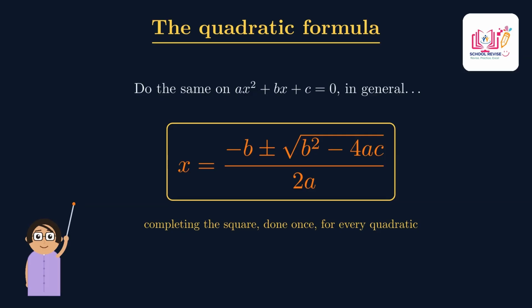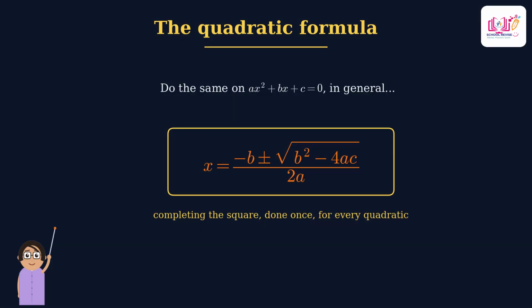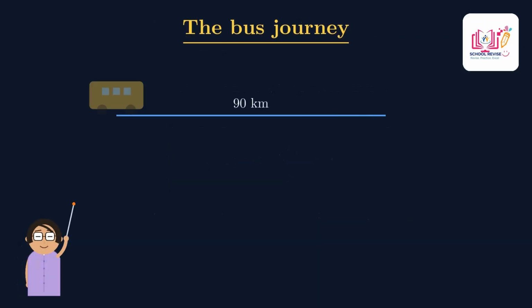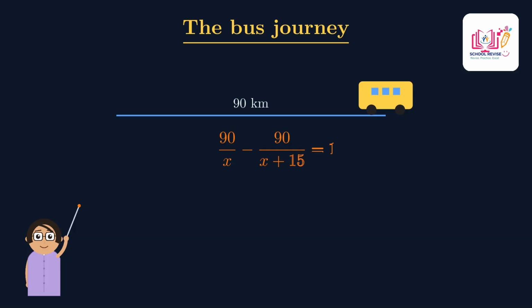This is it. x equals minus b, plus or minus the square root of b squared minus 4ac, all over 2a. Learn the shape of it, and no quadratic can hide from you. Let's put it to work. A bus covers 90 kilometers. The driver says, if I'd gone just 15 kilometers an hour faster, I'd have arrived a whole hour earlier. A small change in speed, an entire hour saved. What speed was the bus going?